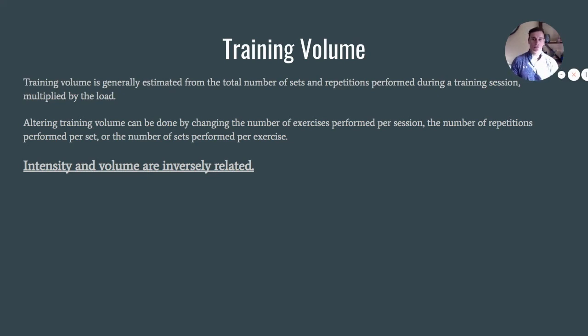Now, altering that volume can be done by manipulating any of those 3 variables, whether that's the number of exercises performed, the number of repetitions performed, the number of sets performed, or the total load performed. A key thing, especially when we're talking about strength and power, is to remember that intensity and volume are inversely related. When we talk about intensity, we're talking about the load. When we talk about volume, we're talking about that combination of sets, reps, and load.